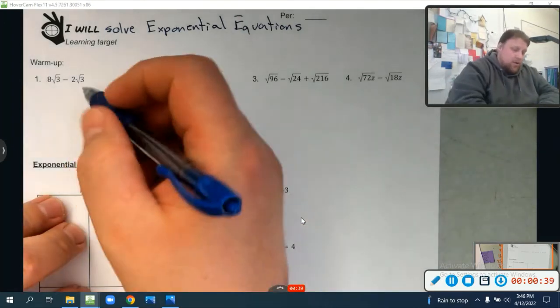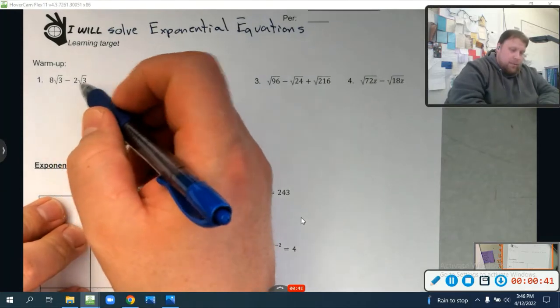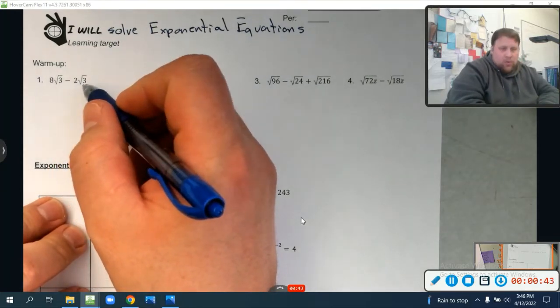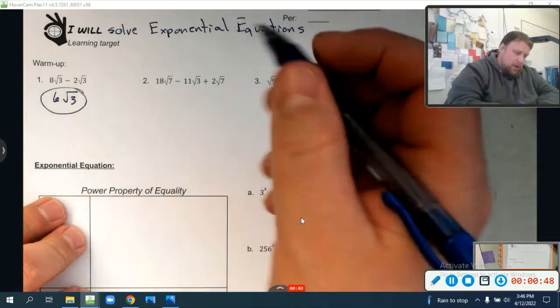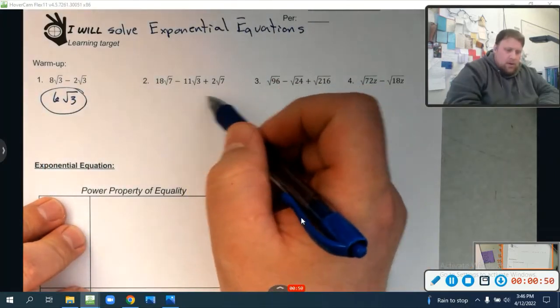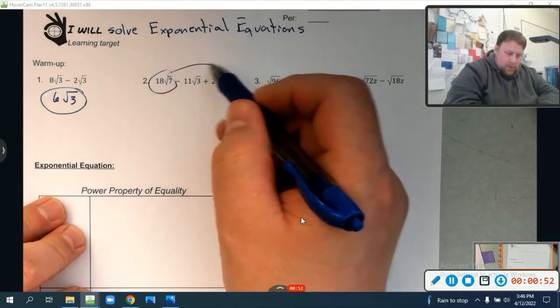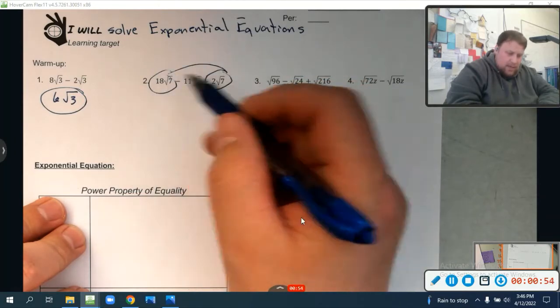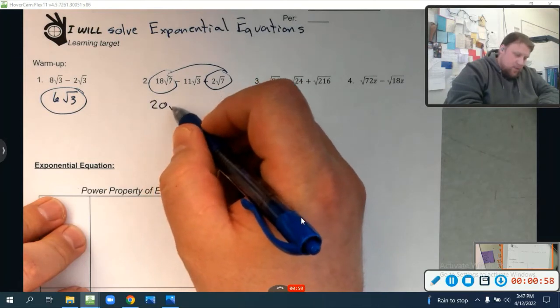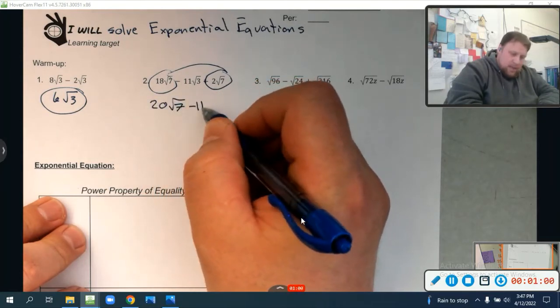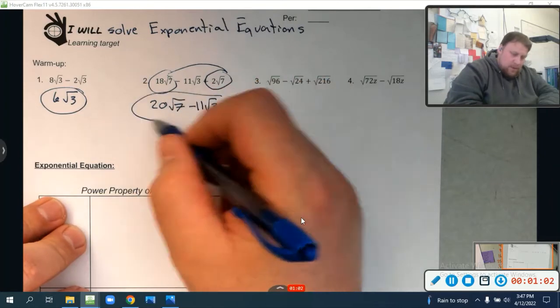All right, let's start off right here. Remember, combine like terms, and they both have square root 3, so 8 minus 2 is 6, and that's 6 square root 3. Boom, we're done. Right here, let's combine like terms. We have the square root 7 and the square root 7, so that's 18 plus 2 is 20 square root 7, and then minus 11 root 3. Okay, that's as far as we can go.